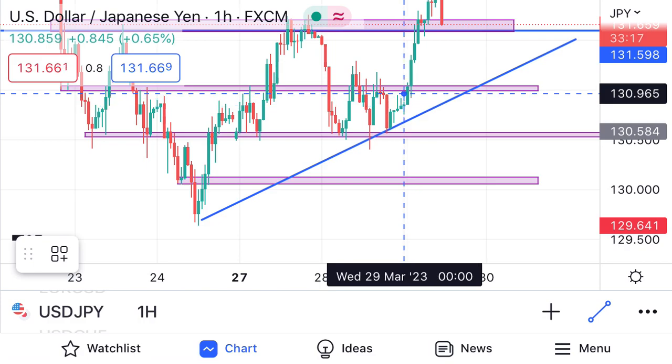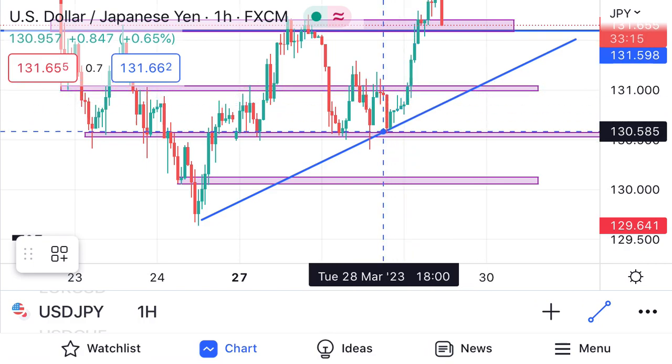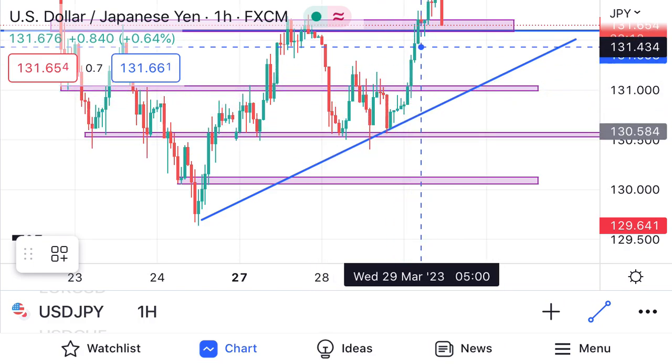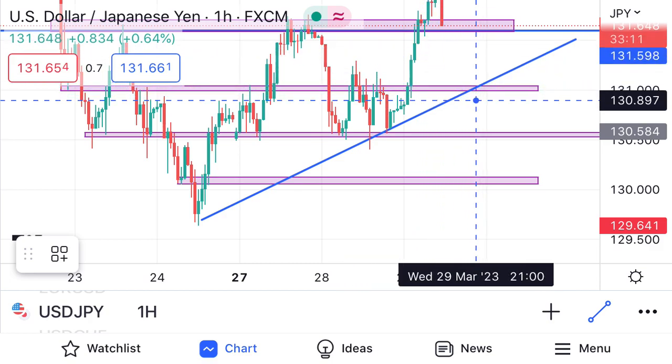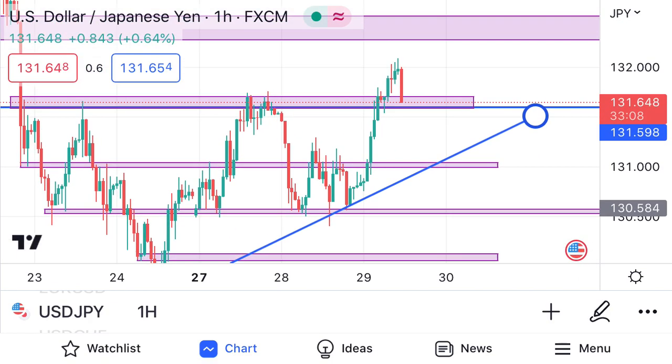So now I'm seeing price here. That was going to be a huge risk. So my expectation was for price to retest these levels, as I had expected. Now what are we seeing here?